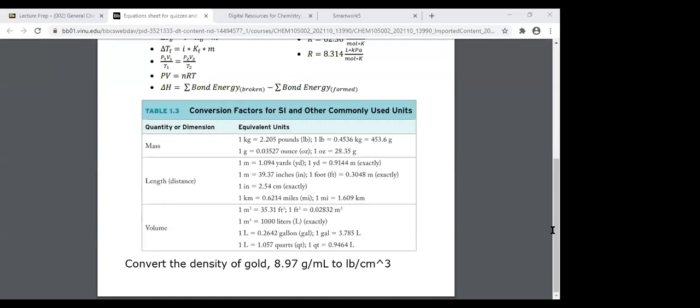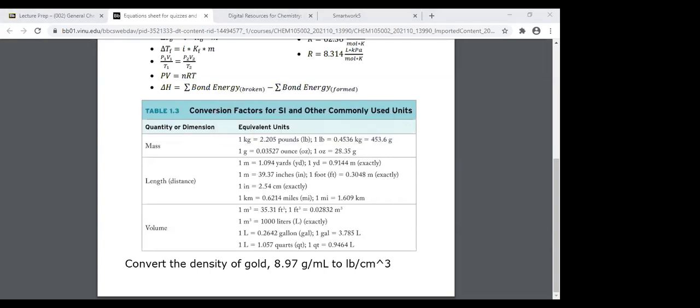0.4536 kilograms over 453.6 grams. And then 1 pound equals that, so we're going to do 1 pound over 0.4536 kilograms. Okay, so gram, but this is cubed. No, that's centimeters. Okay, so bam, bam, bam, bam, and we're left with pounds.